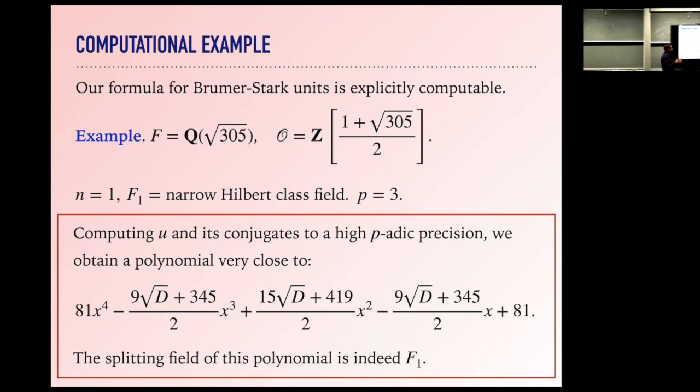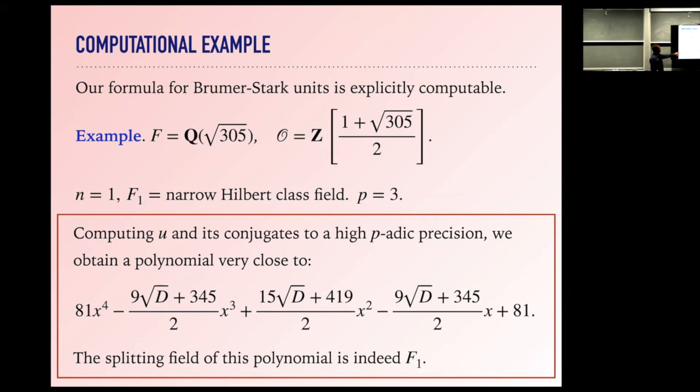Then you get actual elements. You ask the computer, okay, it's going to be a plus b root d over 2, where a and b are integers. What integers does this look like? And it's very easy for the computer to tell you. If you do it to 100 p-adic digits and you get 9, then you know that you're right.